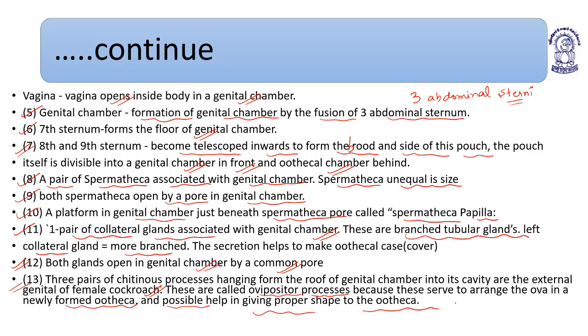So remember that there are three pairs of chitinous processes hanging from the roof of the genital chamber into its cavity, the external genitalia of the female cockroach. They are called ovipositor processes because they serve to arrange the ova in the newly formed ootheca, and possibly help in giving proper shape to the ootheca as well. So this is the second slide.